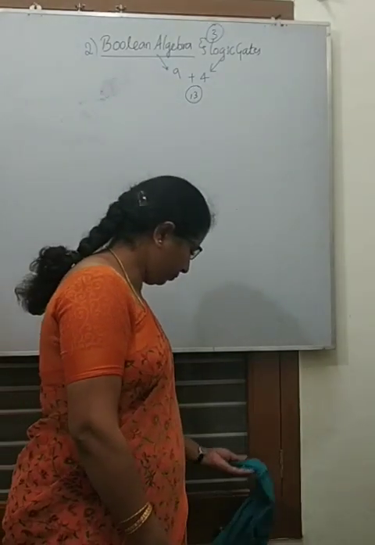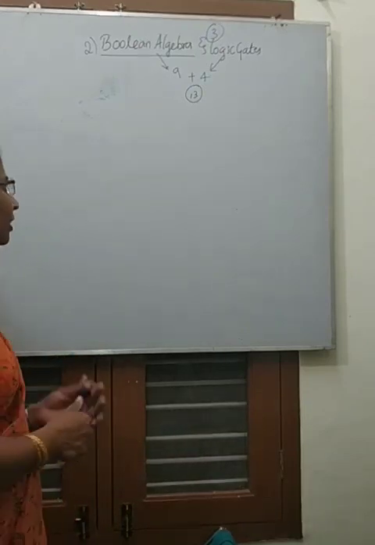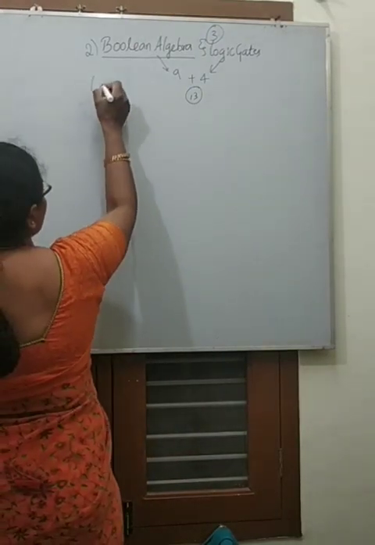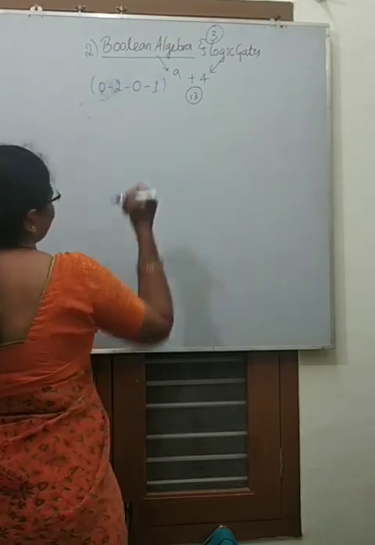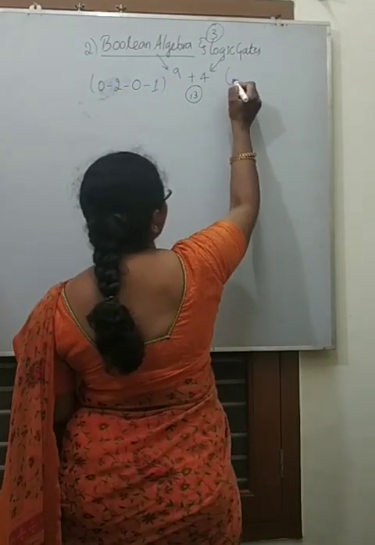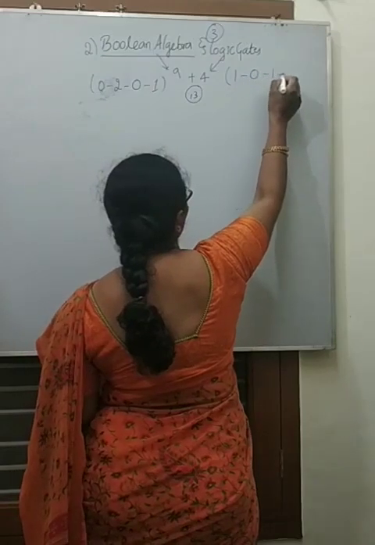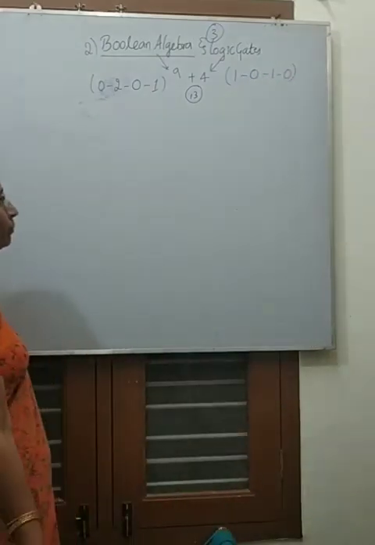So maybe you have been confused that ma'am had written something. I mentioned this as 0 2 0 1, and for the logic gates I have mentioned 1 0 1 0. What is this?